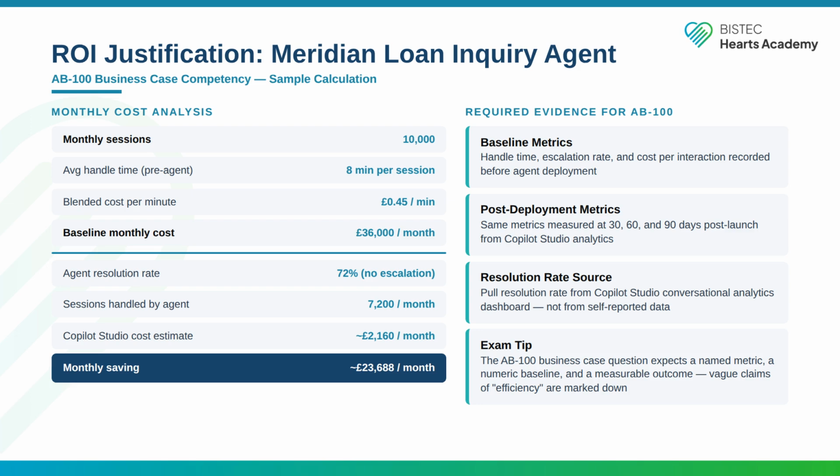Baseline metrics must be recorded before agent deployment: handle time, escalation rate, and cost per interaction from the contact center system of record. Post-deployment metrics must be measured at 30, 60, and 90 days post-launch using the Copilot Studio conversational analytics dashboard. Resolution rate must be pulled from the analytics dashboard, not from surveys or stakeholder estimates. And the overall business case must connect a named metric to a numeric baseline and a measurable operational outcome.